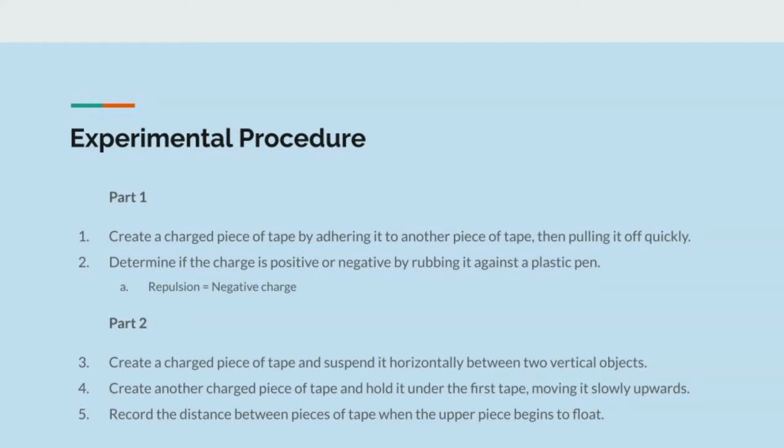The second part of the experiment was to create two pieces of tape that were charged and then analyze the interaction between them. The first piece of tape would be suspended horizontally between two vertical objects with a little bit of slack in between. We would then create another charged piece of tape and hold it underneath the first tape, moving it slowly upwards. When the upper piece of tape began to float, we would record the distance between them.